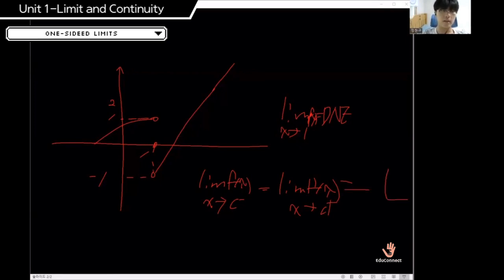We can say that the limit of f of x as x approaches 3 exists because the limit from the right and left is equal to 3. Therefore, the limit exists. Now, the limit of f of x as x approaches negative 3 does not exist because the limit from the left is approaching 1, and the limit from the right is 0, and they are not equal.